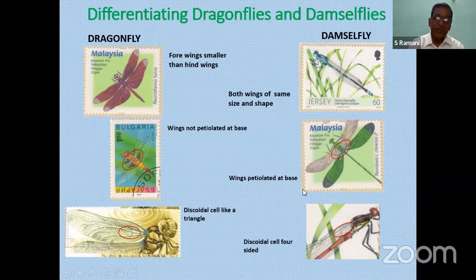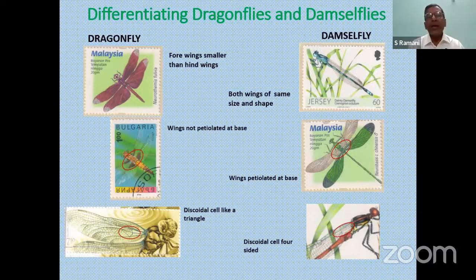Another character, which can generally be seen only by a taxonomist or a person who is studying, is some of the wing characters. For example, the discoidal cell is like a triangle in the case of a dragonfly. You can see here very clearly that the discoidal cell is actually a triangle. Whereas here, the discoidal cell is four-sided, like a rectangle. So even such details can be seen from the stamp. That is what I just wanted to tell you, that characteristics of insects can also be studied using stamps.